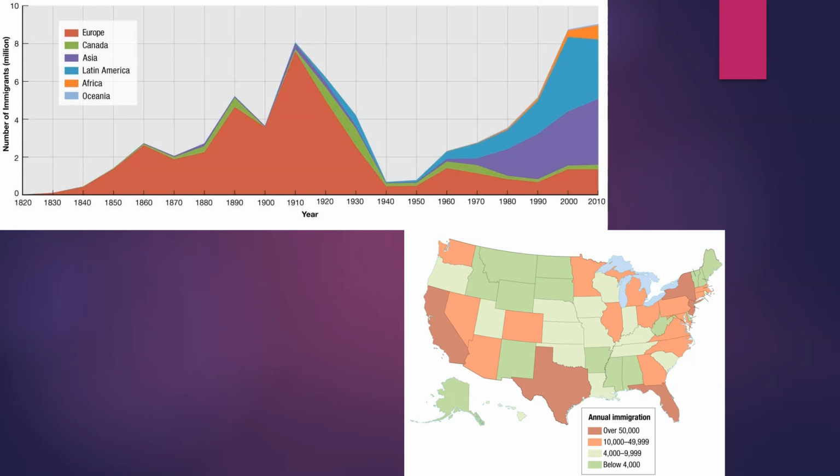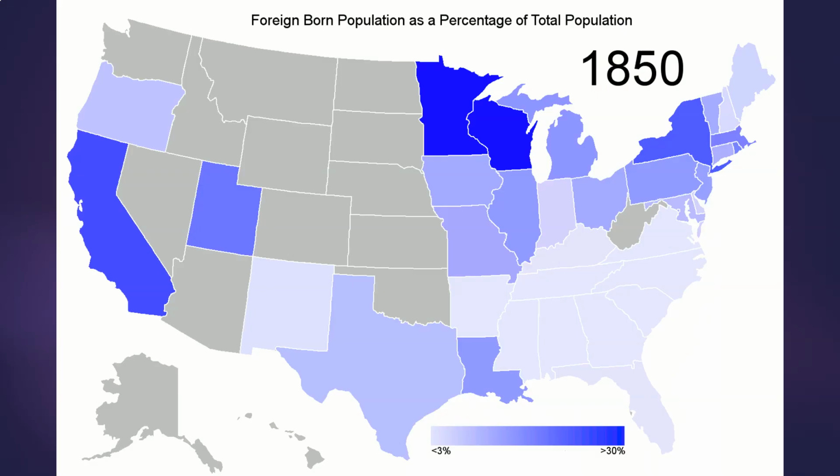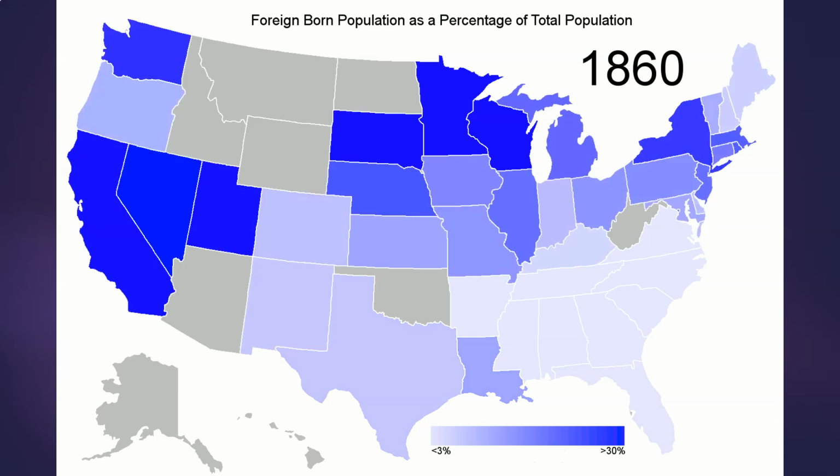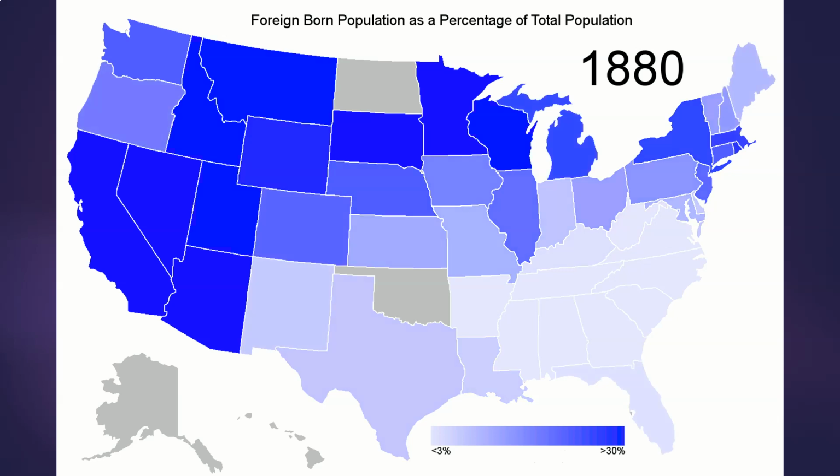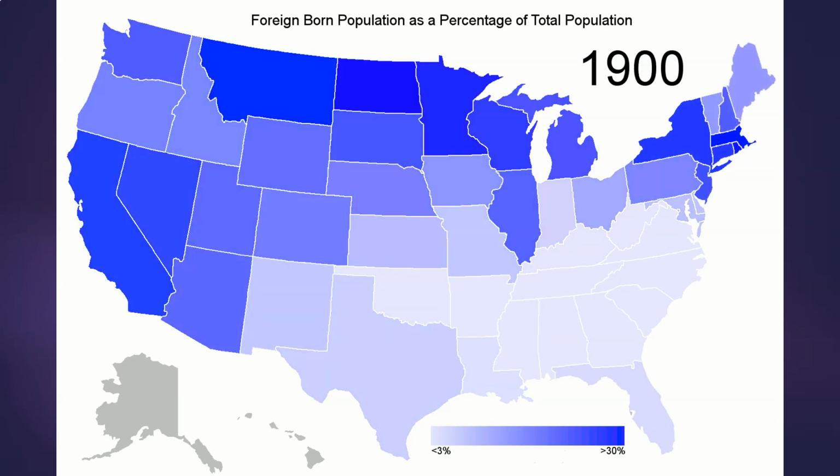Again, you may remember these charts here tracking number of immigrants and how it's changed from the 1800s through the early 2000s. Foreign-born population as a percentage of total population. You can see how it changes as we go through the years.